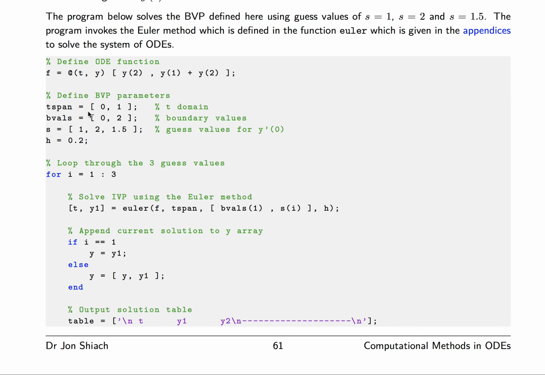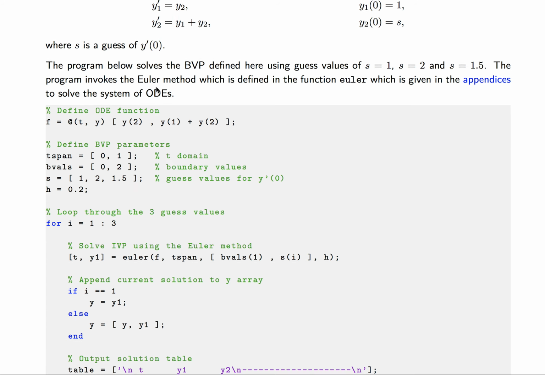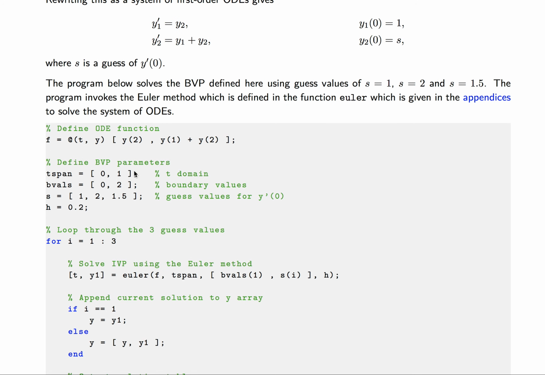Let me quickly talk through the code. Here we have our ODE function. Note that we have a system of two equations, so I have an array of two elements. The first equation is equal to y2. The right hand side of the second equation is y1 plus y2.